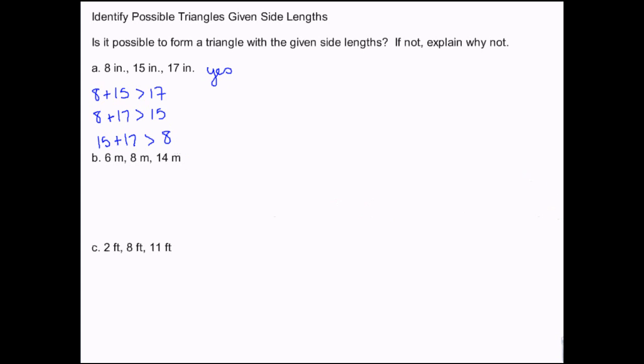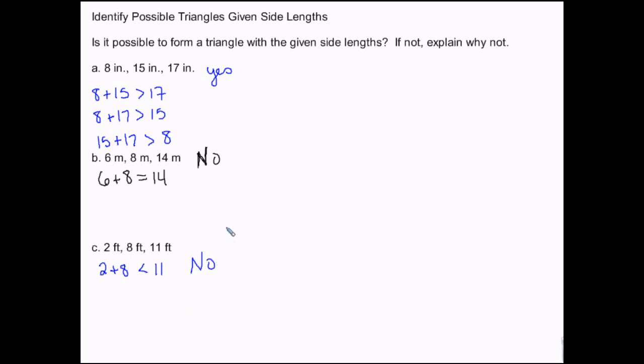On my second example, 6 plus 8 is not greater than 14, it equals 14. It can't be equal, it has to be greater. So no, this can't be a triangle. And then on my last example, if I do 2 plus 8, that's 10, that's less than 11. So no, that also can't be a triangle.